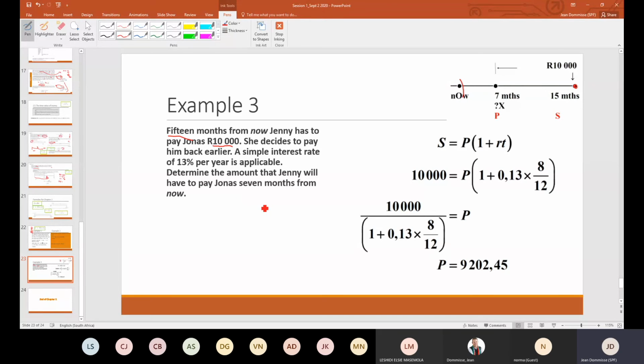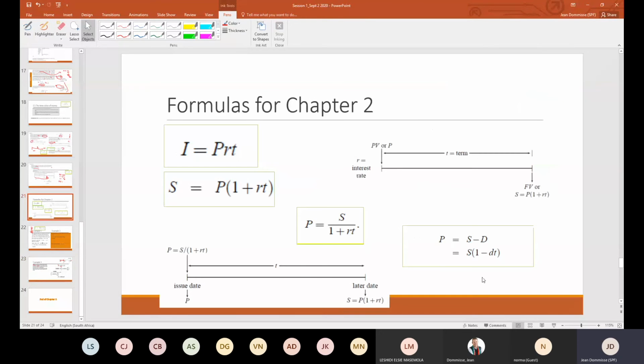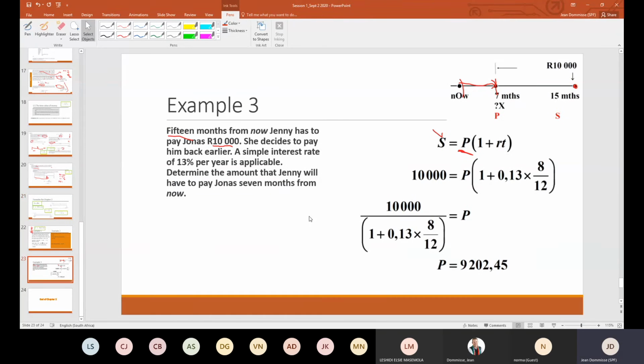Okay, so how we do this is to say, 7 months from now, what is that amount that Jenny needs to pay? We don't know the present value, so we can't use the present value. We know the future value. So the future value is 10,000. We want to get to the present value. What we also know is, okay, so let me rather go straight to that formula to use that.